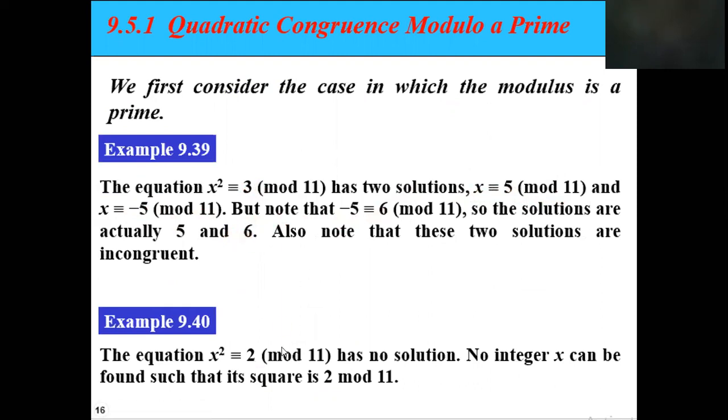Let me give you another example. x square is congruent to 2 mod 11 has no solution. You know why, dear student, there is no solution? Because there is no such element in mod 11 for which we take the square root of 2 and it gives us the result. So there is no such x in Z11 for which this equation is satisfied.